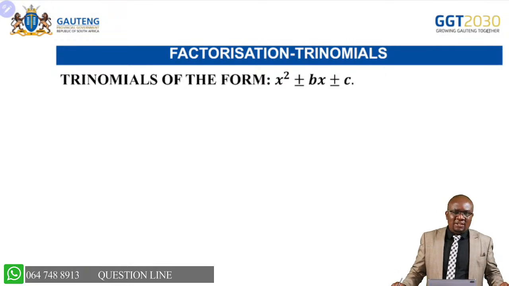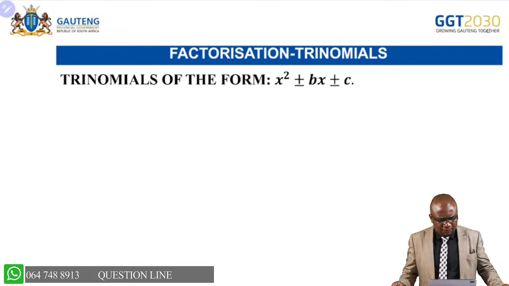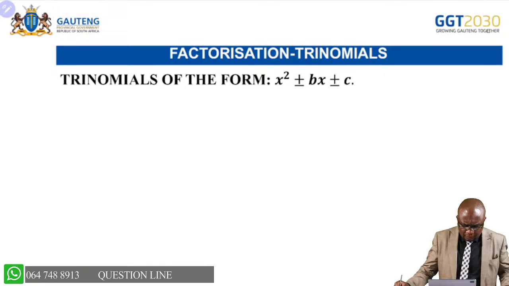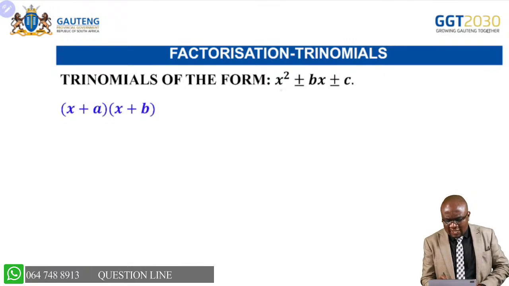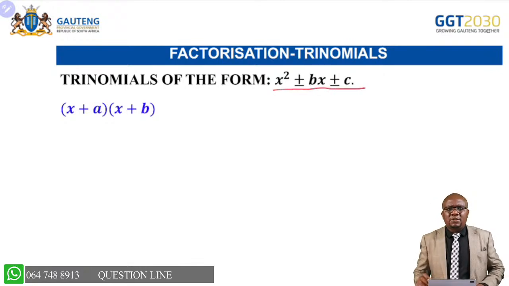Okay? You may learn this other method. I'm going to use the most common method, so that we can cover a lot of things. I'll just use one method. Right. I want you to take note of this. If you factorize trinomials in this form, the quadratic expressions, you will get two brackets.